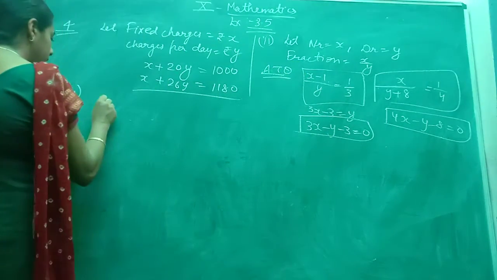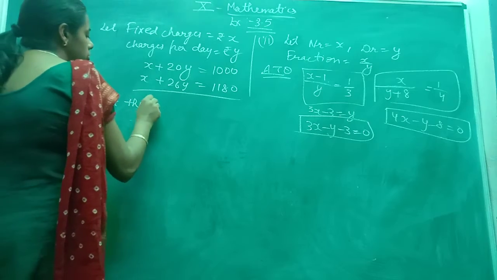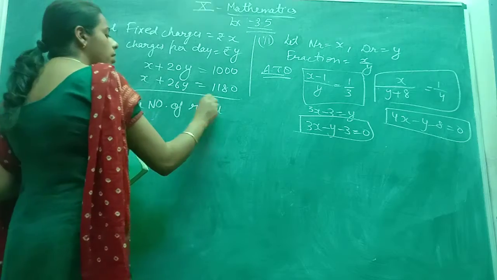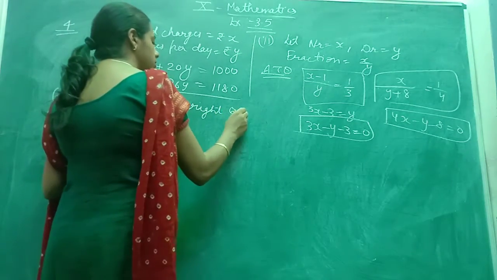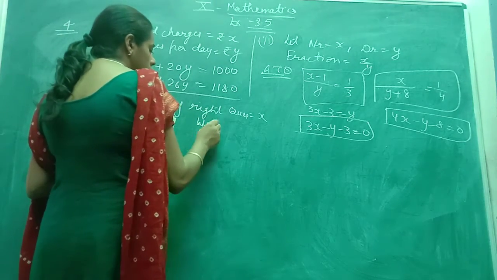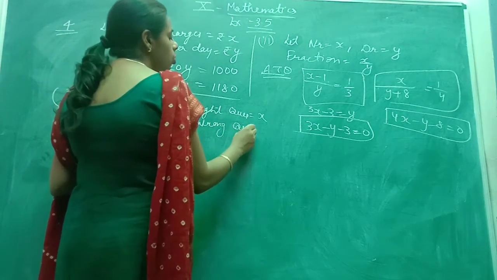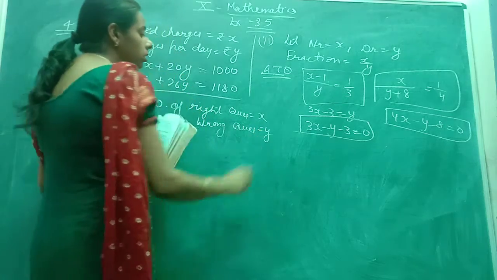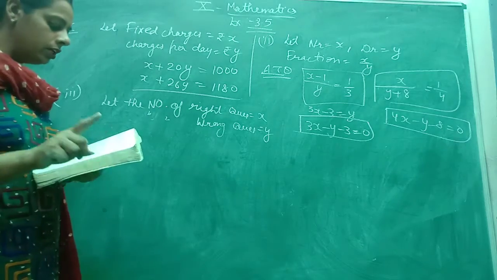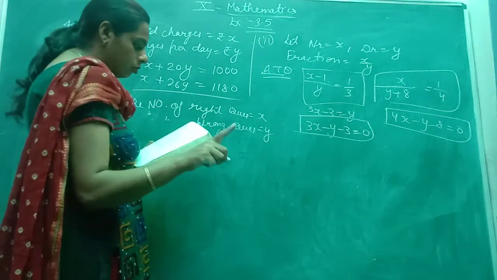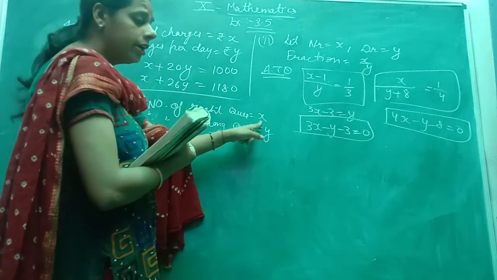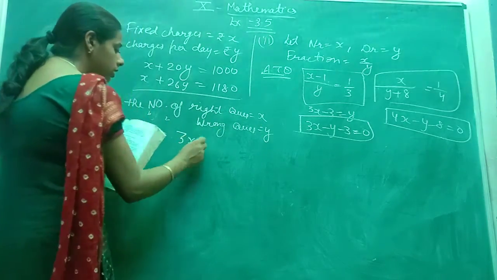Suppose we let the number of right questions be x. When you give an exam, first you have to mark how many questions are right and how many are wrong. The number of right questions is x, and the number of wrong questions is y. For one right question you get 3 marks. If you have x right questions, how much do you have? 3x marks.